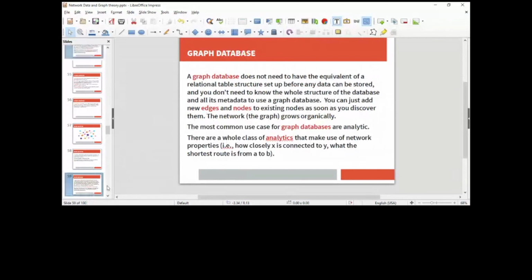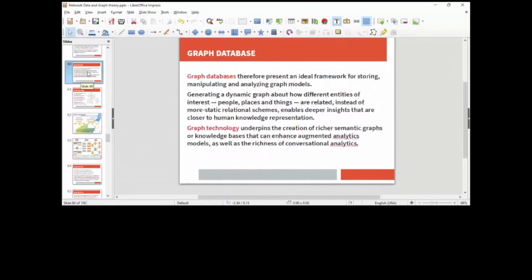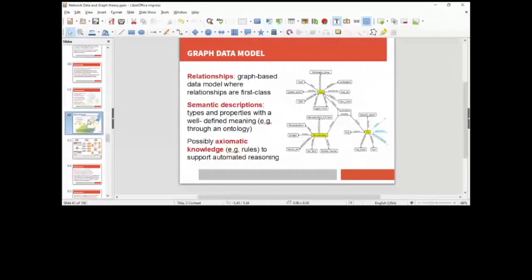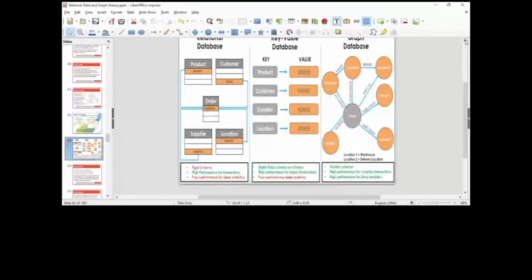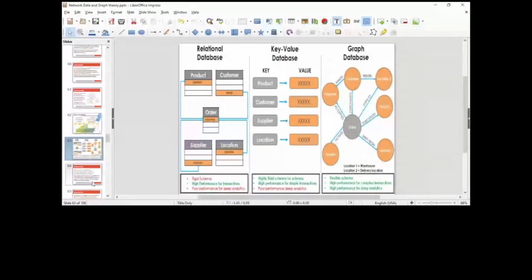Okay, now we have graph databases that can do that, which is talking about the semantic model of words. So take for instance this sentence: we send email to people so that they will visit our website and buy our product. It can be presented in a graph like this format and stored in a database. That's what a graph database does. Okay. Now we have the differences between different kinds of databases: relational, key-value, graph.